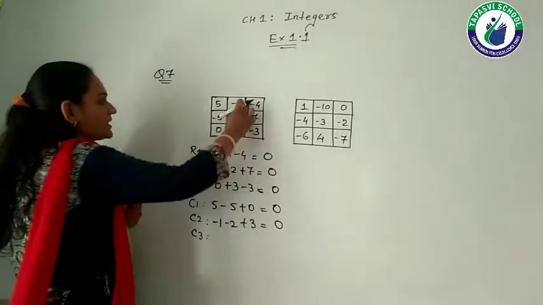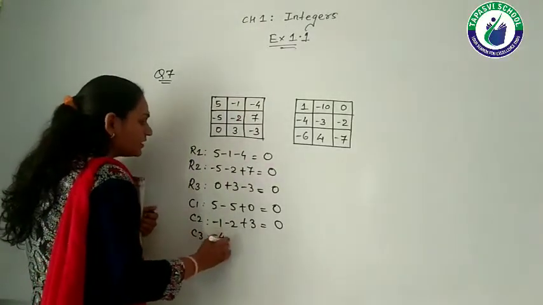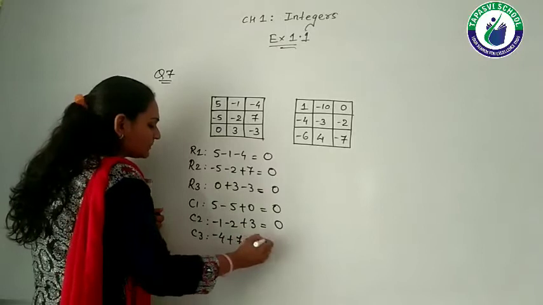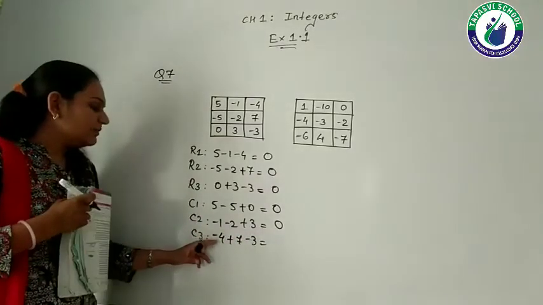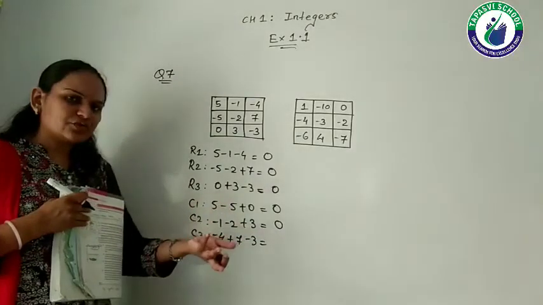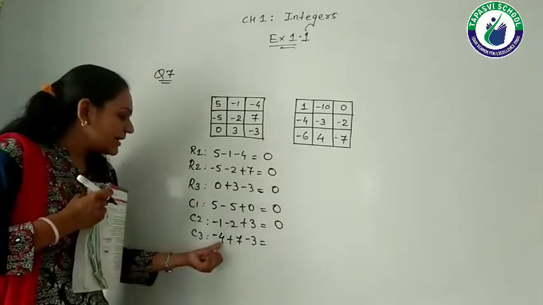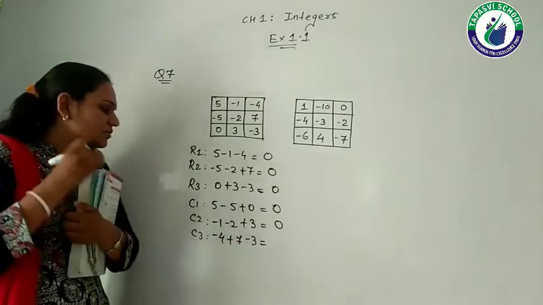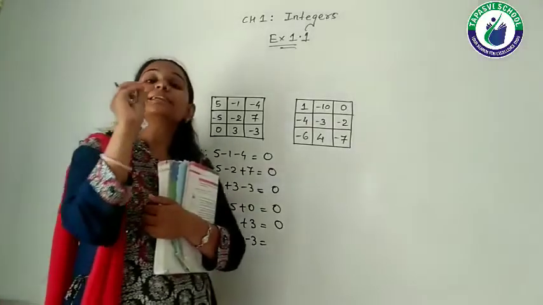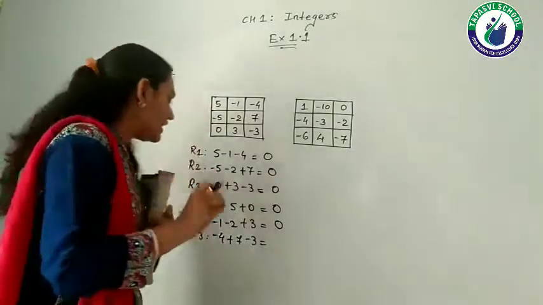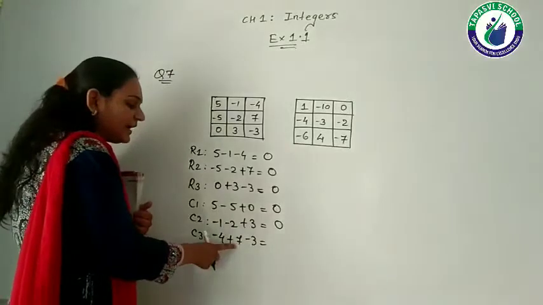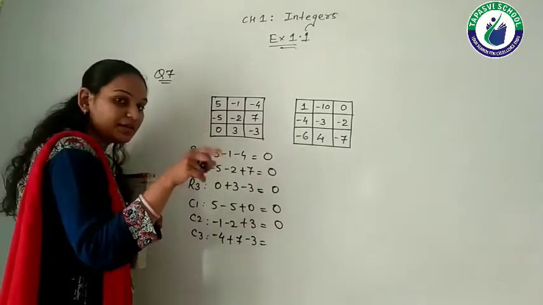Column 3: minus 4, 7 and minus 3. Now you can take minus 4 and minus 3 together, or minus 4 and 7, as you wish. So minus 4 and minus 3 is minus 7. Minus 7 and plus 7 will be 0.